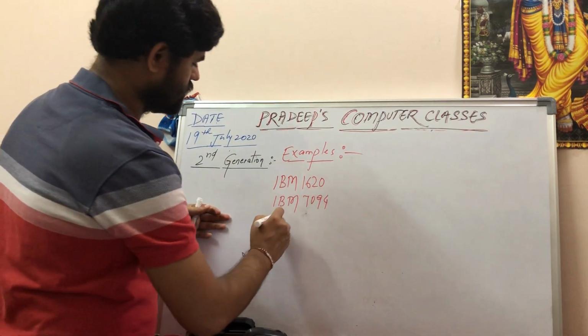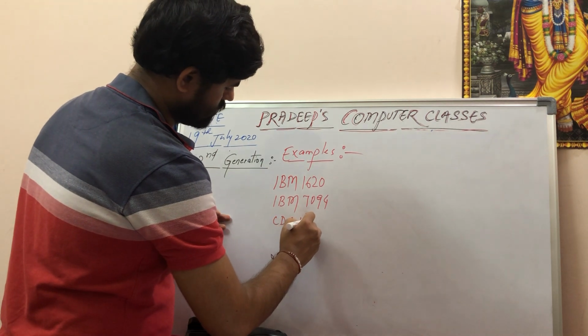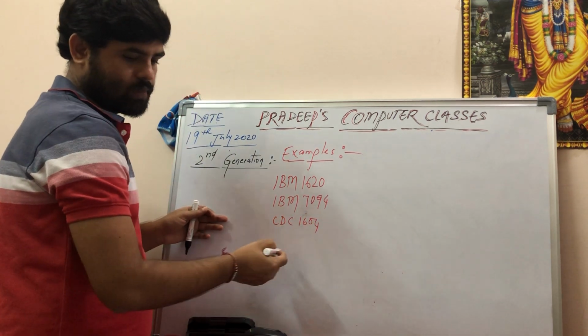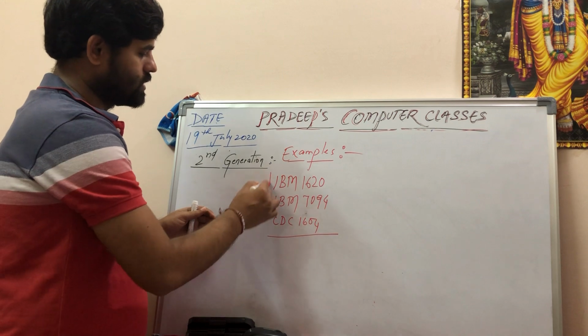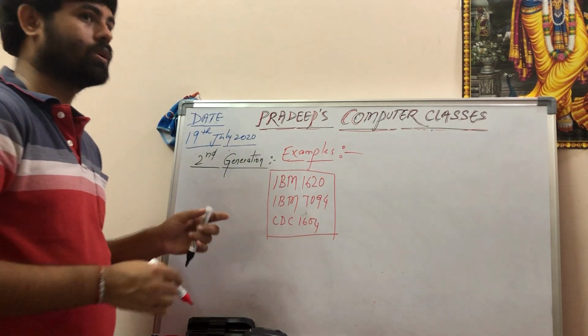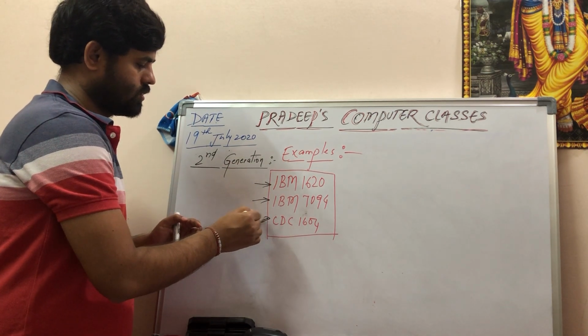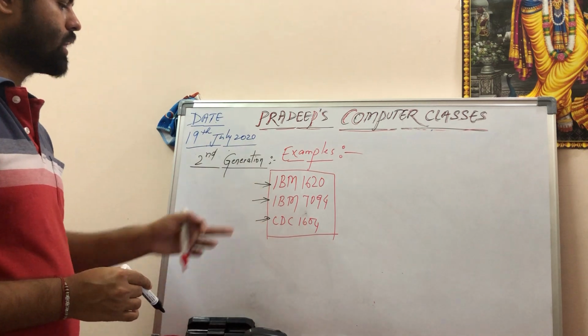Then CDC 1604. So these are some of the examples of the second generation of the computer. Okay, so you can make a note of this.